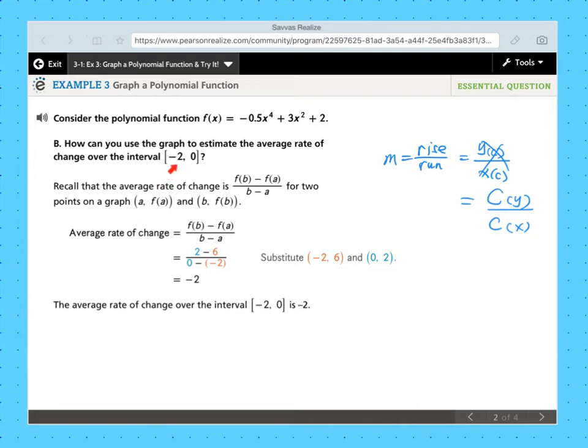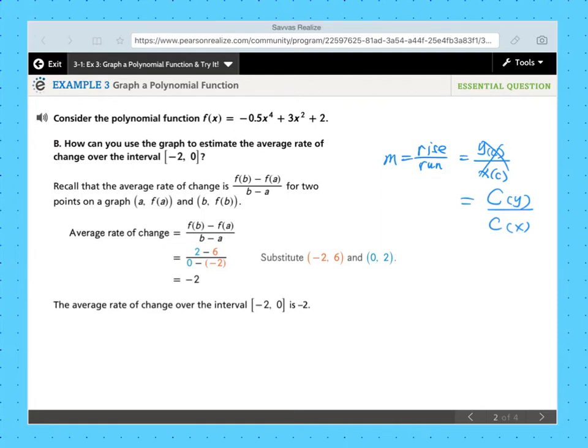So now we're given -2, 0. You just plug it in. You plug in -2, you should end up with 6. If you plug in 0, you should end up with 2 for the y value. So you just plug into this formula, and you will end up with -2. Therefore, the average rate of change over the interval of -2 to 0 is -2.